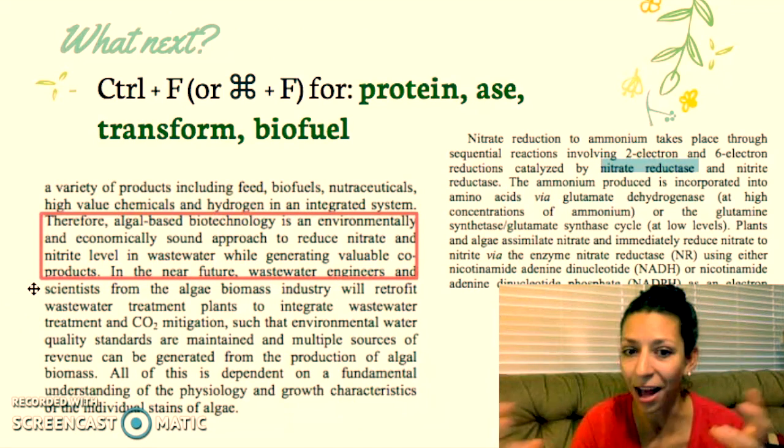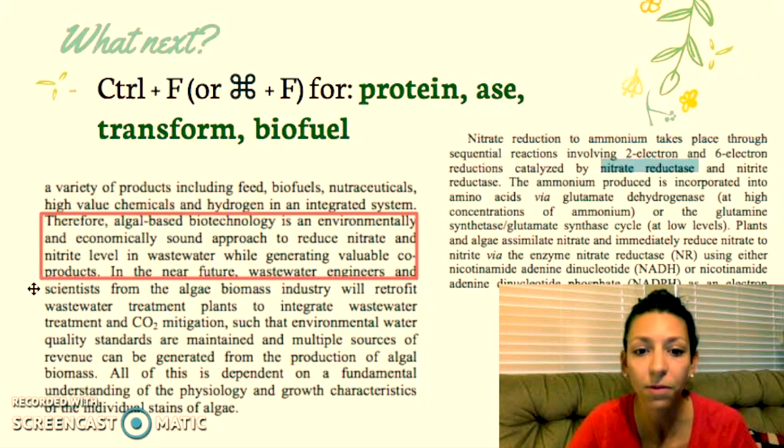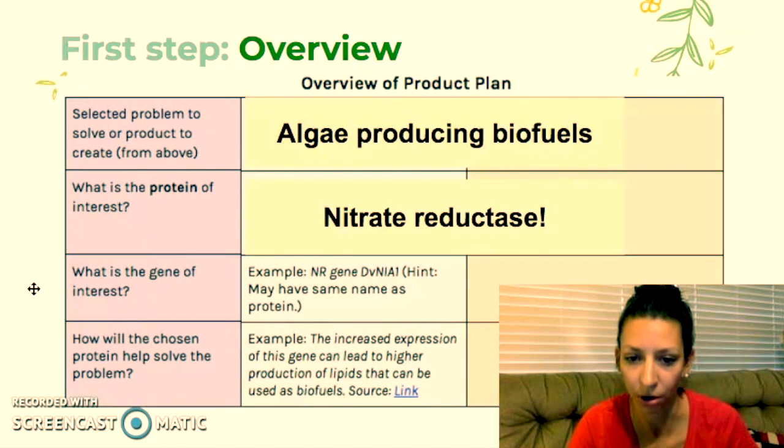So then we can Control F or Command F, looking for terms like protein, ASE, because that was what enzymes are going to end in, or transform, or biofuel. And guess what? We find things that are going to be able to help us using that Control F tool. So we find something that's helpful, we can put it in our document.